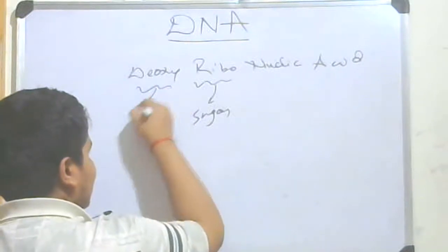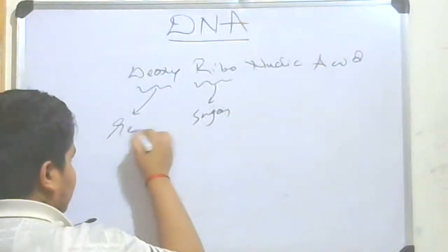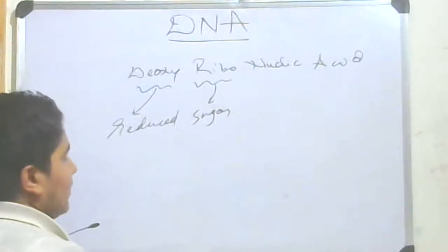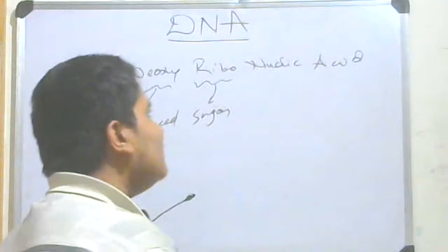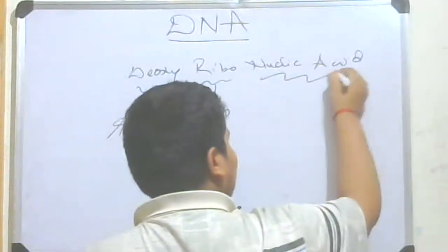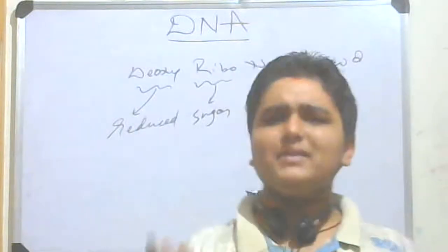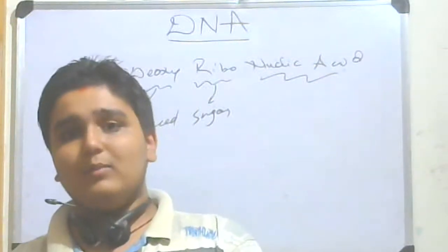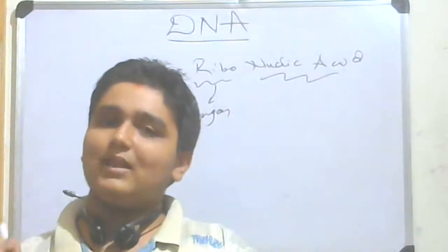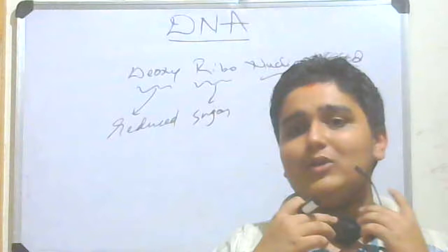Now, deoxy tells me that this particular sugar is reduced. And nucleic acid. Now, what do I understand by nucleic acid? Again, nucleic acid has got its own components. Nucleic acid is a biomolecule, a very complex biomolecule. It's almost, you could say, a polymer. Not actually a polymer, but it will be very soon polymerized, and that is what DNA actually is, a polymer of nucleic acids. So, what is this nucleic acid?